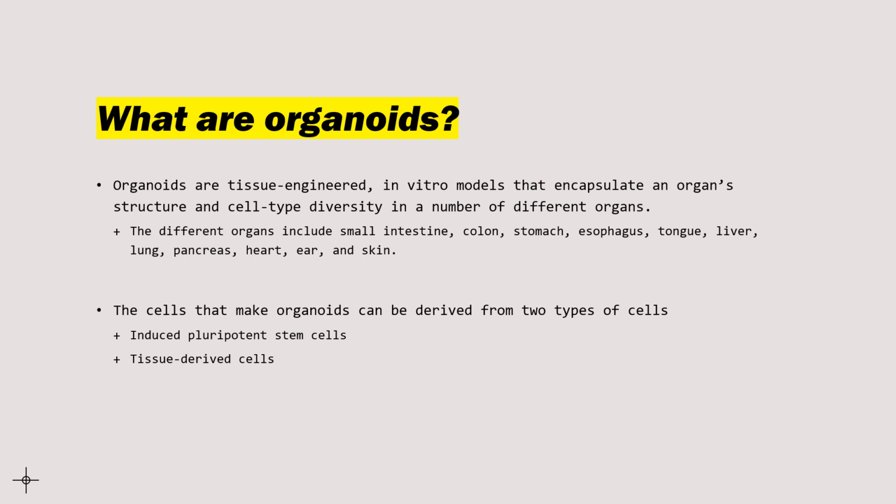So these are basically mini organs that are able to be grown up and then used for different research models. The different cells that are able to make up the organoids can be derived from two different types of cells. There are induced pluripotent stem cells, and then there are also tissue-derived cells.